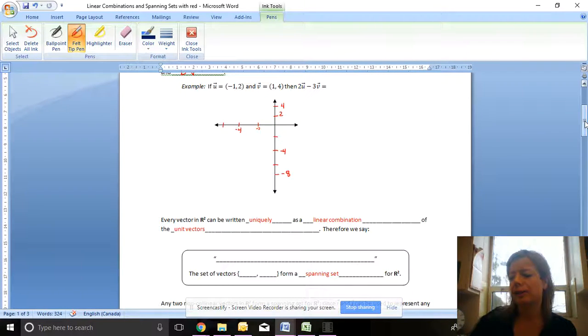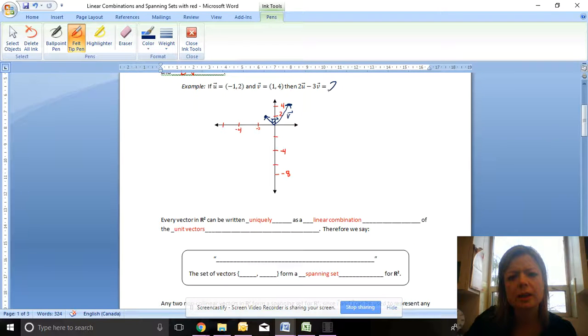So for example, if you have u, so you can see my scale here. If you have u as -1, 2, okay, there is u. And v as 1, 4. So 1, 4. Okay, what would 2u minus 3v be then?